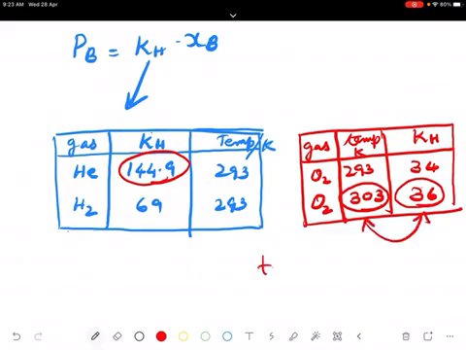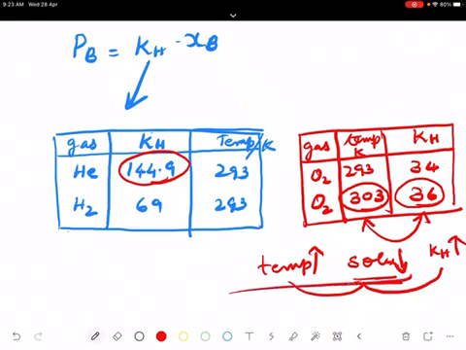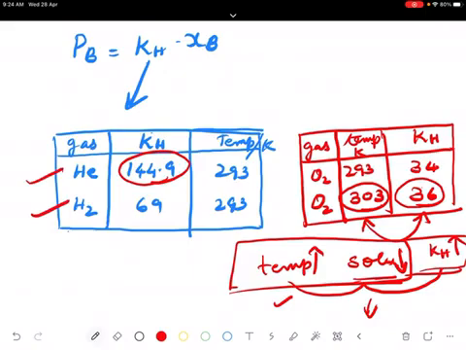So you know that as temperature increases, solubility decreases. Solubility and KH value are inversely proportional. Here solubility is decreased, which means the KH value is high. In this way you can relate these three things. As temperature increases, solubility decreases. And what is the relation between solubility and KH value? That is an inverse relation. As KH value increases, solubility decreases. So this is the relation between temperature and solubility, and KH and solubility. If the gases are different, which gas is more soluble? You can check the KH value and say which gas is more soluble.